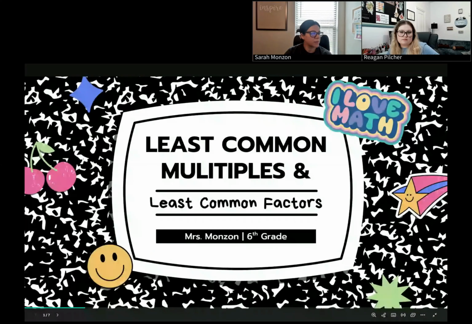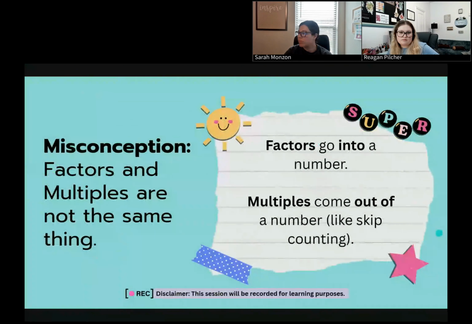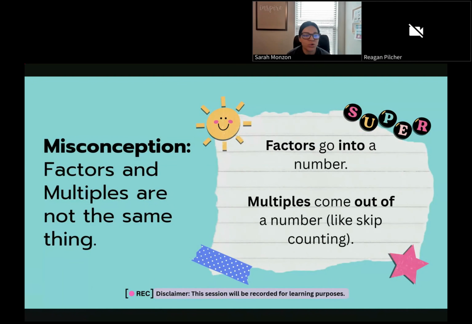All right, so this is what you see. Okay, so this is just a repeat of what Ms. Pilcher has already taught on, okay? Just really big addressing the misconception that factors and multiples are two different things, all right? Factors are what go into a number, and multiples come out of a number.